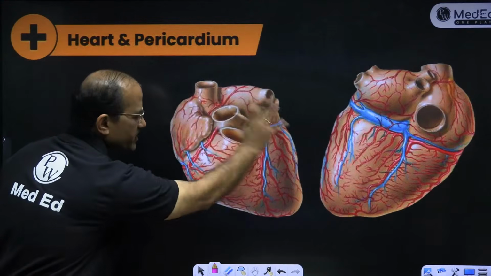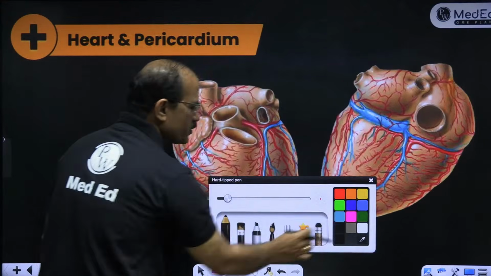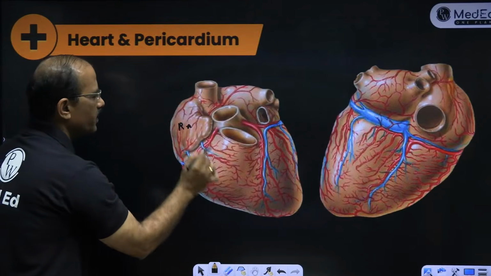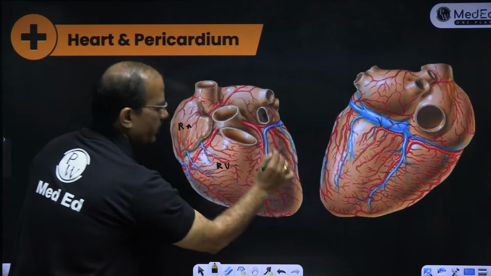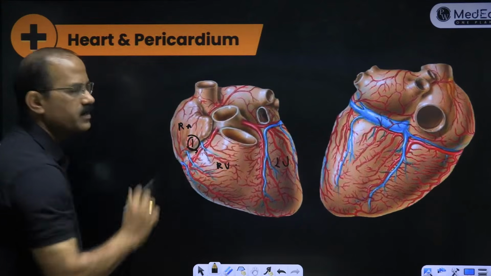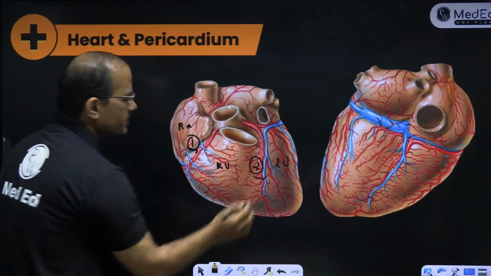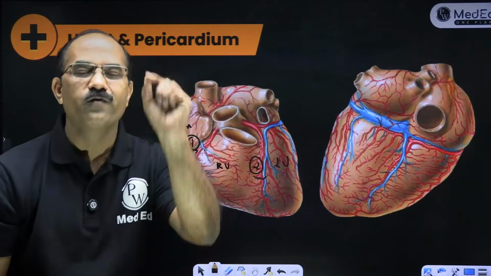ये क्या surface है? What is this surface? Sternocostal surface. ये क्या chamber है? What is this chamber? That's a right atrium, right ventricle, left ventricle. Fine. What is this groove? ये क्या groove है? This is the anterior atrioventricular groove. What is this groove? This is the anterior interventricular groove.